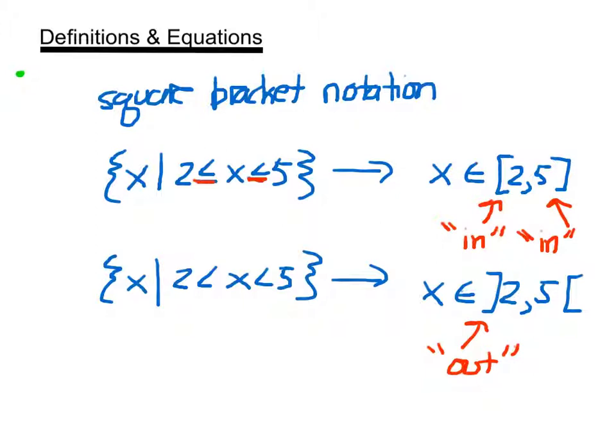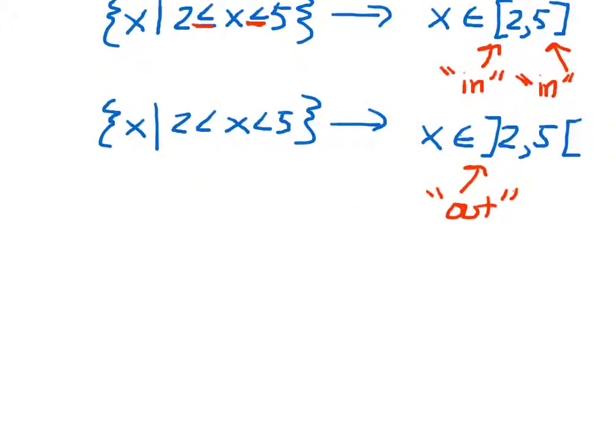So when we're including the number, we point the brackets in. When we're not including the numbers, we're pointing the brackets out. And again, this is a shorthand method for writing out intervals. A few more things to consider. Let's say we're dealing with the interval x is greater than or equal to 3.